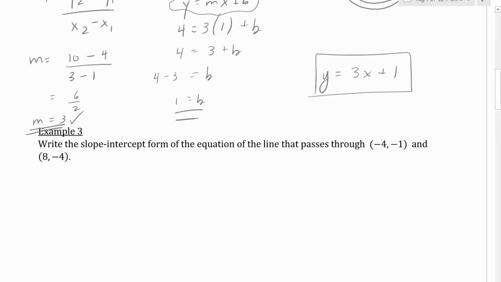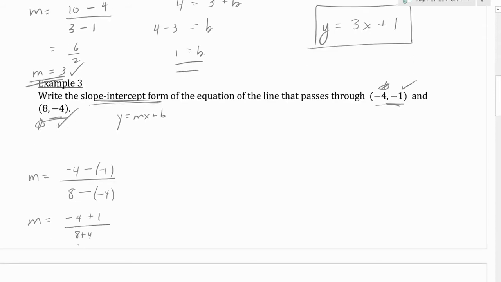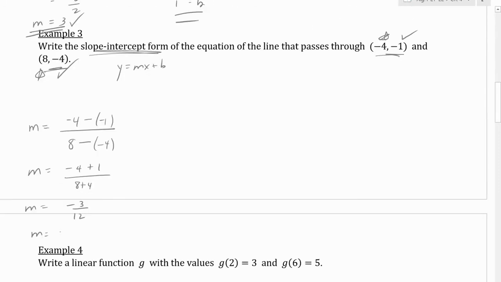Okay, write the slope-intercept form of a line. Here's my 2 points. It's going through those. So if I do the second y, -4, minus the first y, which is -1, over the second x minus the first x. All right, I'm getting -4 plus 1 over an 8 plus 4. That's -3/12, which will reduce to -1/4, because I got my slope.